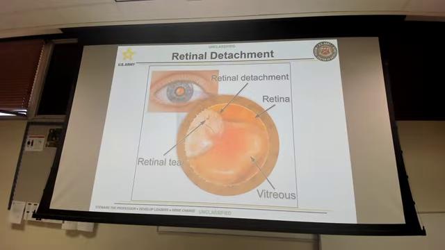So here's a schematic drawing of a retinal detachment. You'll have a retinal tear. This is with your rhegmatogenous one. You'll have a tear, fluid gets underneath, that retina bubbles up kind of in this picture, so it's separating, and then that's that detachment.